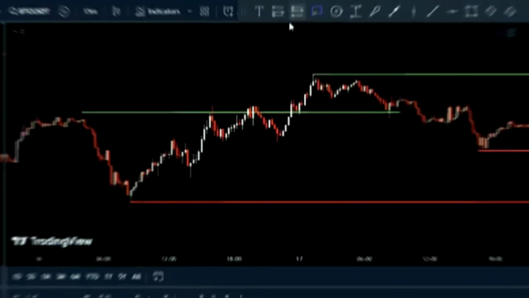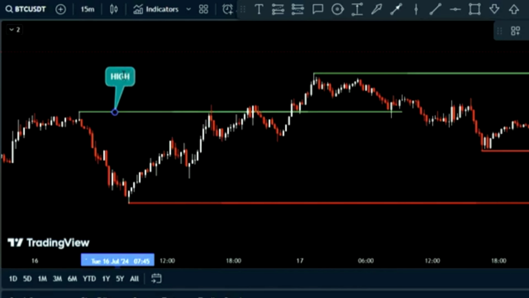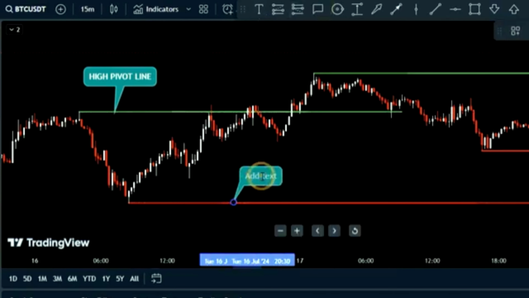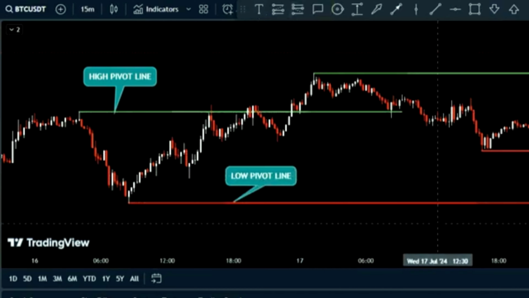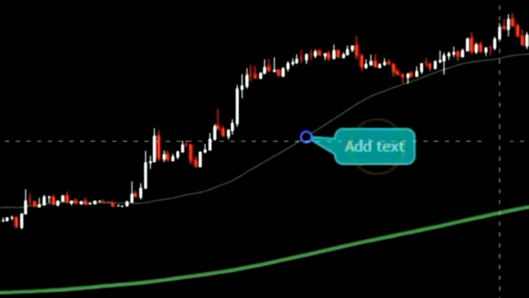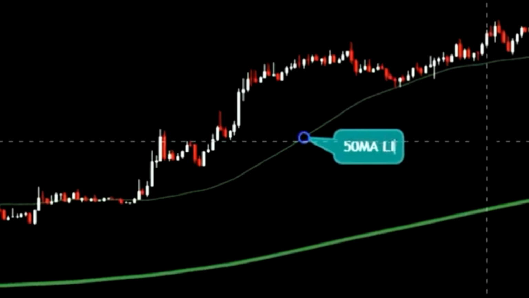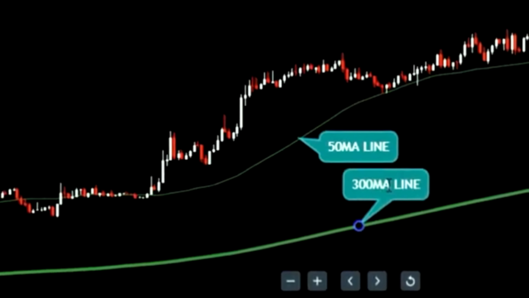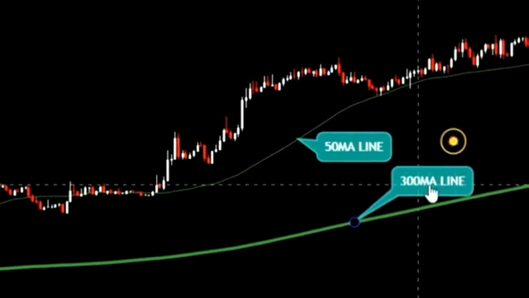Great work so far. Now let's understand how these indicators can help you spot trends and make better trading decisions. The pivot indicator is like your trusty sidekick, identifying swing highs and lows and drawing pivot highs and lows for you. Next up, the ultimate indicator, which draws two key moving average lines on your chart, the MA50 and MA300. These lines are essential for trend identification.